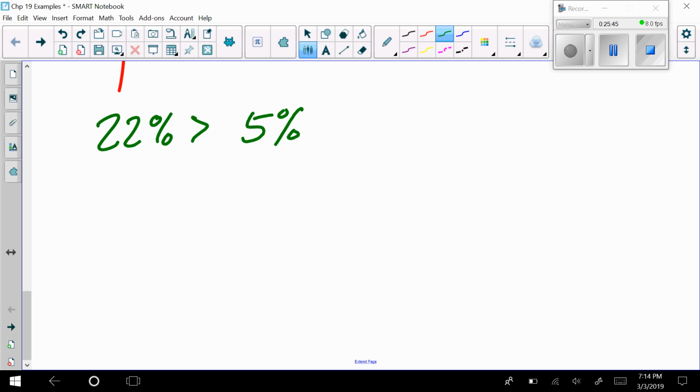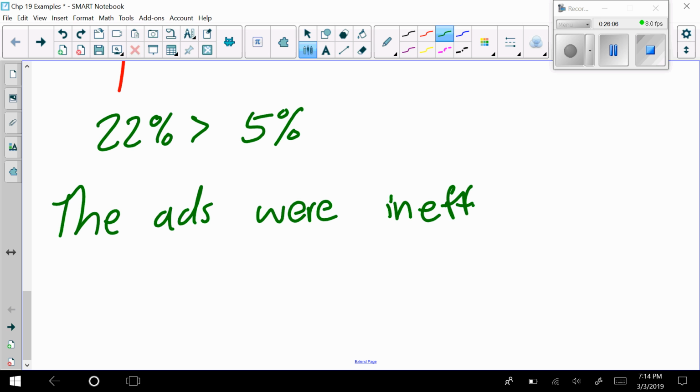So, do I think that this idea of 30% is incorrect? Do I think that the ads helped at all? No. Or a better way to write it probably would be the ads were ineffective, because I don't believe that the population proportion has changed from 30%.